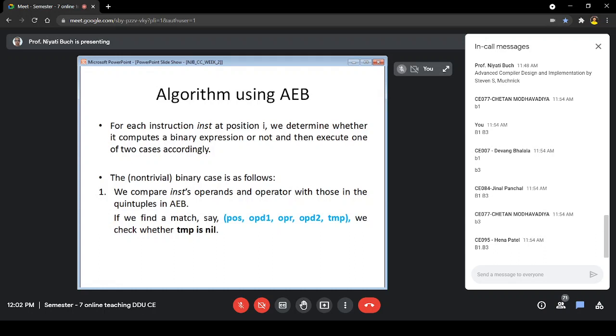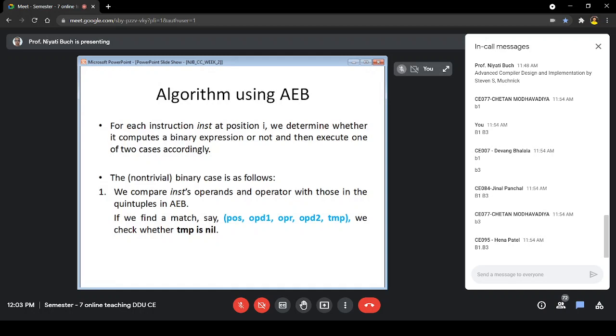In the first case that we are now discussing, we will compare the instruction's operands and operators with those in the quintuples in AEB. So what is AEB? Once again, let me remind you that it is the set of available expressions. It is also known as the available expression block. In short, AEB. Now, what is going to be in this quintuple? This set consists not of single elements, but of quintuples. So what are those? Let's see.